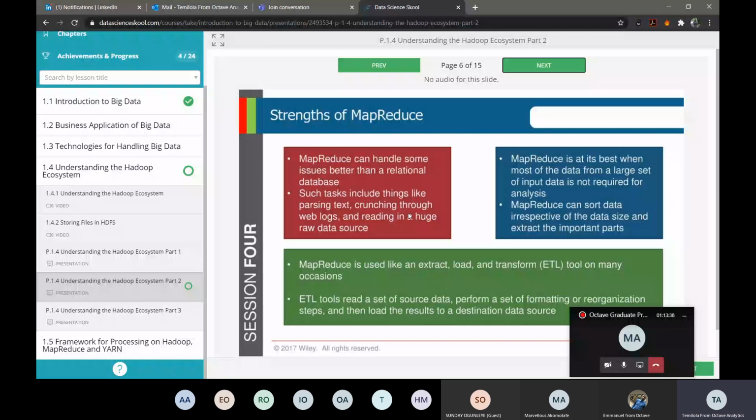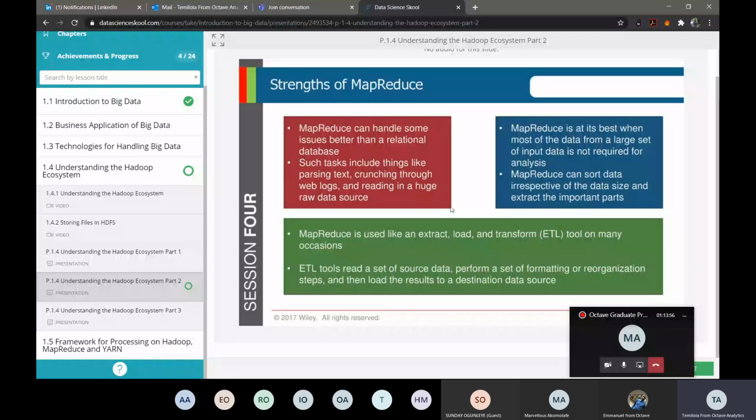MapReduce can sort data irrespective of the data size and extract the important part. It is also used as an extract, load, and transform tool on many occasions, meaning you can use MapReduce for your ETL processes.